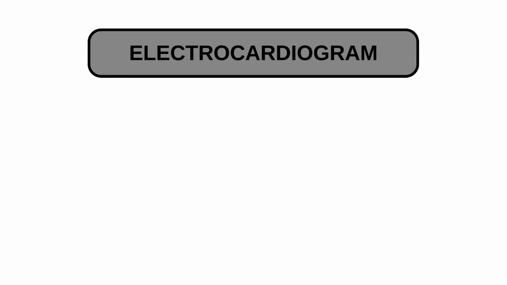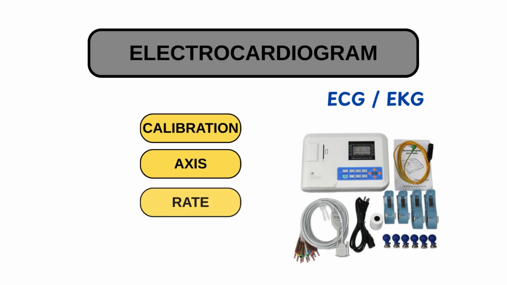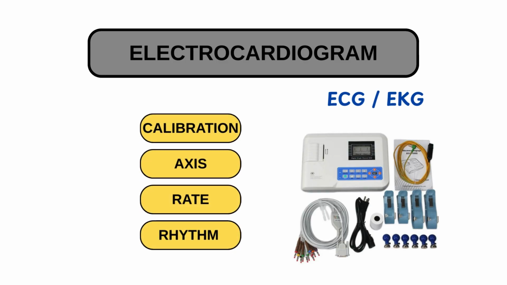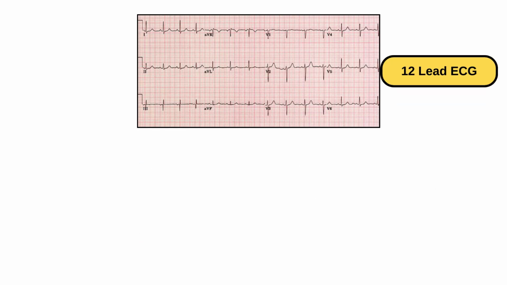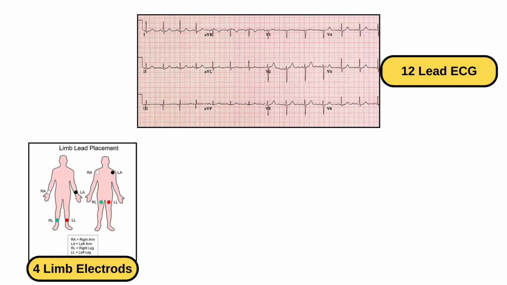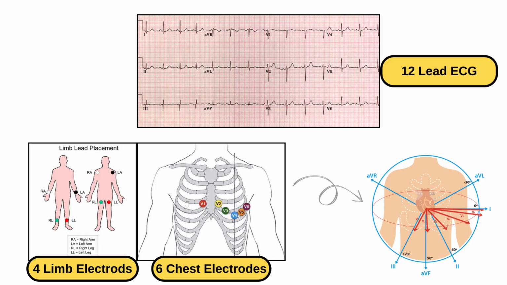The electrocardiogram, also known as an ECG or EKG, is one of the most commonly used tools in clinical practice. In this video, I'll provide a systematic approach that'll help you read ECGs more confidently. A normal 12-lead ECG is obtained using 4 limb electrodes and 6 chest electrodes. Together, these electrodes create 12 different leads, each providing a slightly different view of the heart.